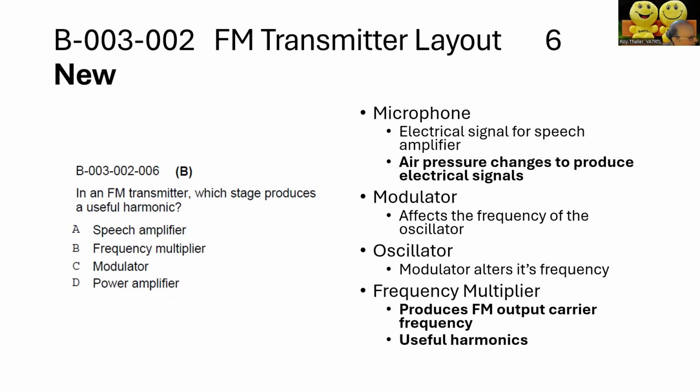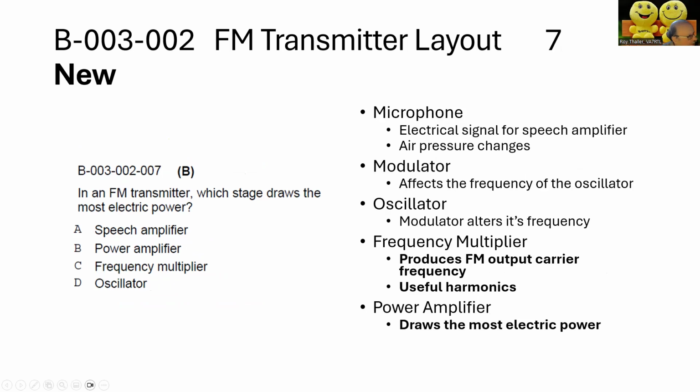Here's another new question. In an FM transmitter, which stage produces a useful harmonic? So usually what you do is you have some sort of frequency multiplier that generates the harmonic that you want. So B, the frequency multiplier, is the answer. Here's another new question. In an FM transmitter, which stage draws the most electrical power? So that would be the power amplifier. So B is the correct answer here.